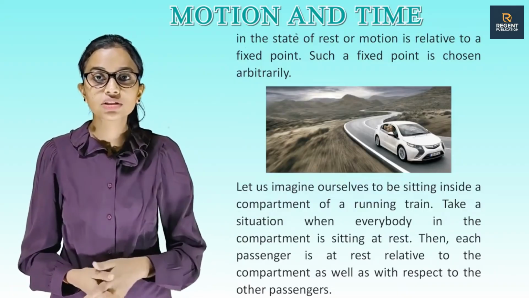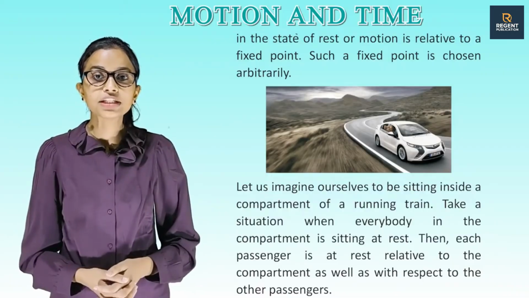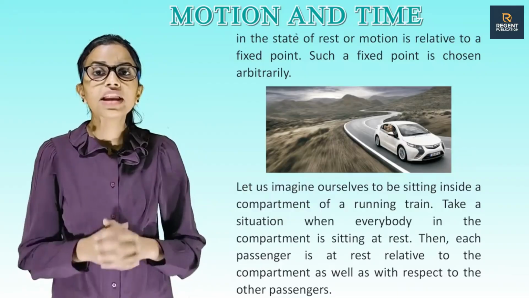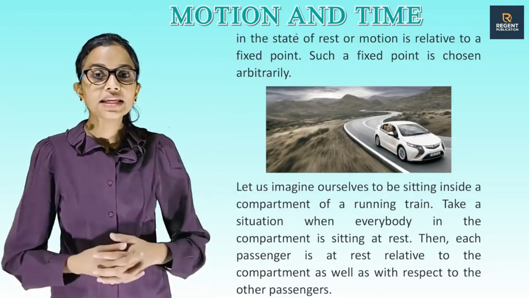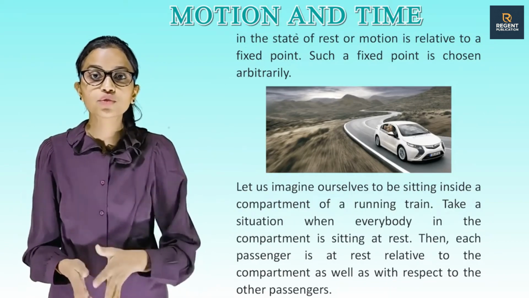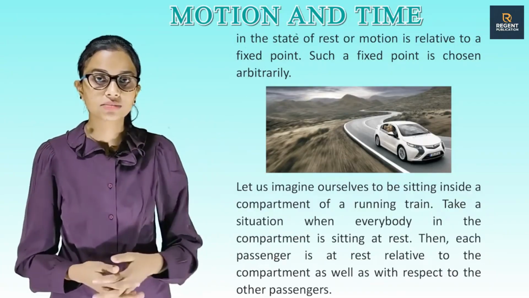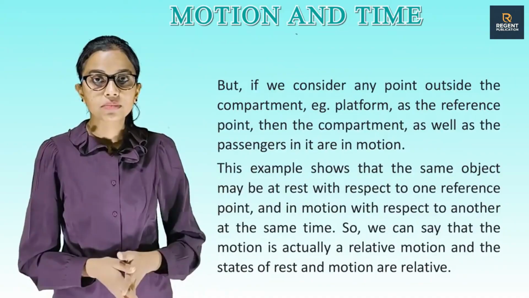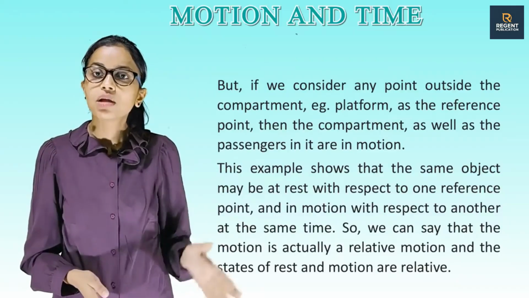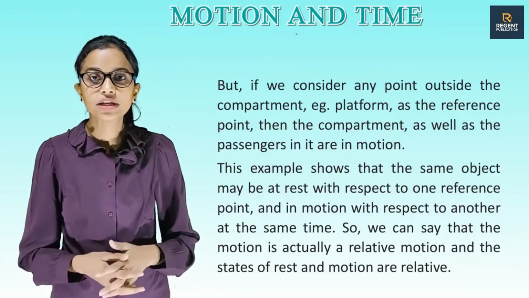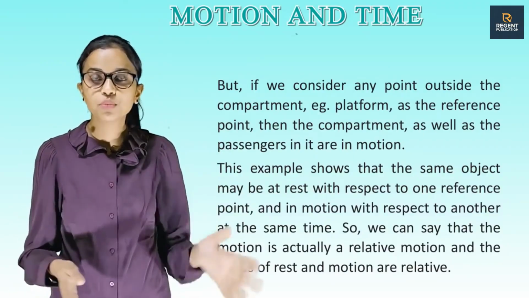Let us imagine ourselves to be sitting inside a compartment of a running train. Take a situation when everybody in the compartment is sitting at rest. Then each passenger is at rest relative to their compartment as well as with respect to other passengers. But if we consider any point outside the compartment, for example the platform, as a reference point, then the compartment as well as the passengers in it are in motion.